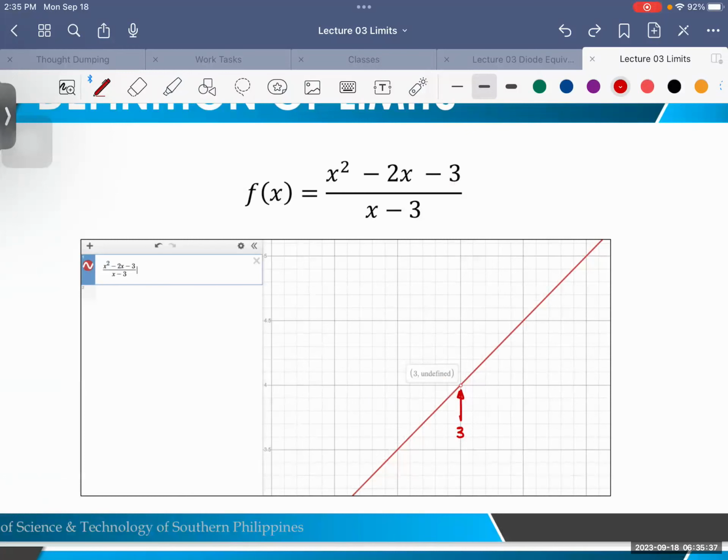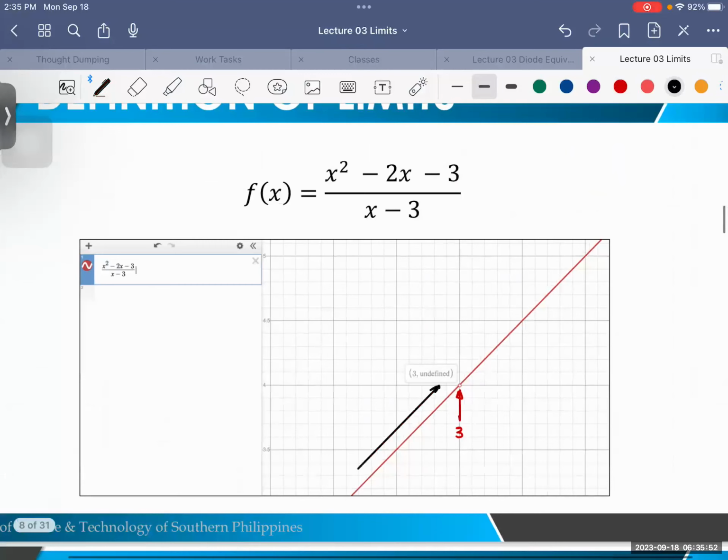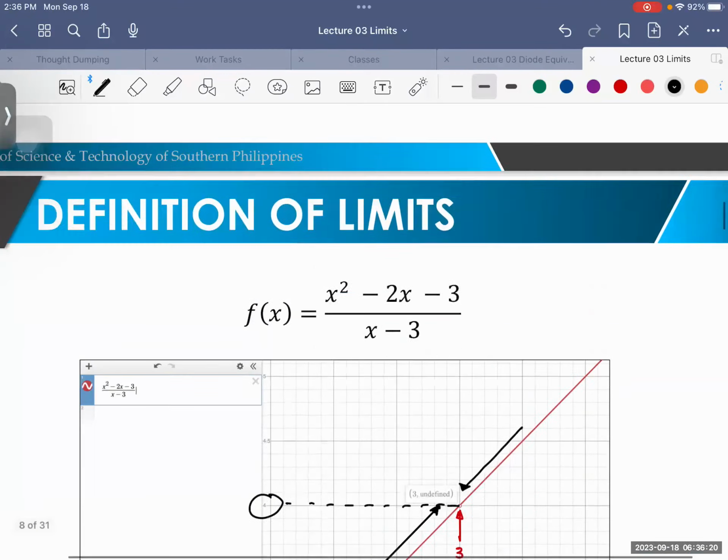But as you can see, ang left side sa atong graph, no? You can see that as x approaches 3 class, from the left side of your function, and from the right side as it approaches the value of 3, the limit is actually this one, and that point is 4. Okay, so again, the limit of f of x, or the limit of x squared minus 2x minus 3 all over x minus 3 as x approaches 3, is equal to 4.